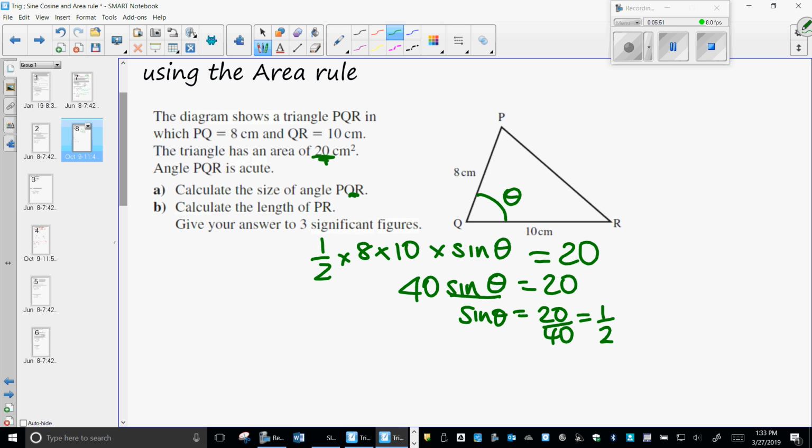Can we just use sine minus 1 straight away? You can totally do that. You don't have to simplify it. Totally right, Emma. You can either keep it as 20 over 40 or you can go down to a half. But either way, we're going to inverse sine it because you need to find your angle.